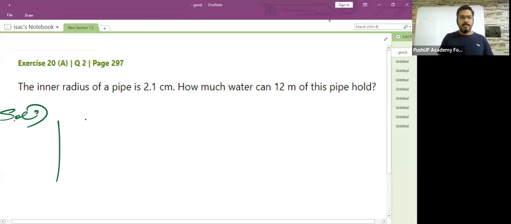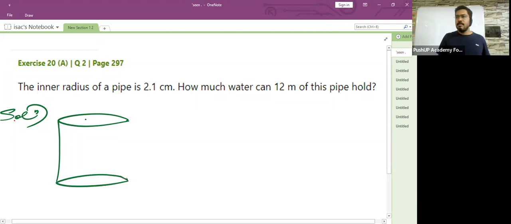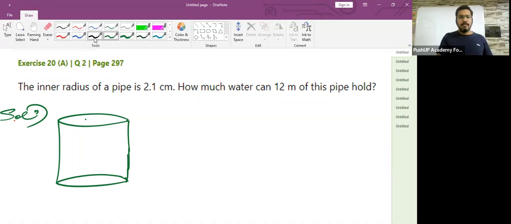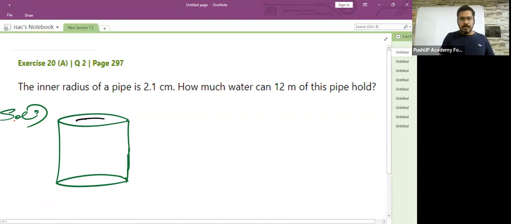The hollow cylinder. Everyone, draw the hollow cylinder. Sachin, draw the hollow cylinder. You already did. Very good. Okay, so this is how you draw the hollow cylinder.